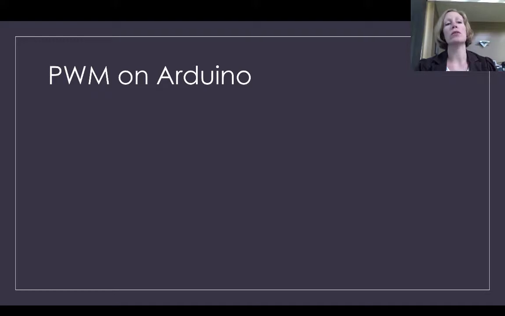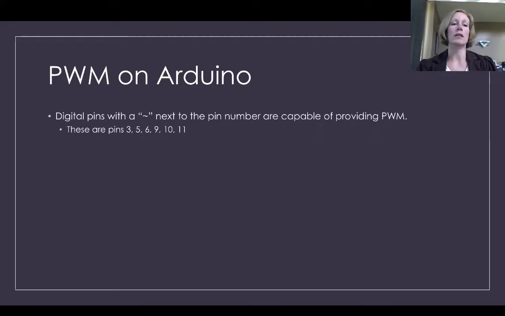So let's see how we would use PWM on Arduino. There are digital pins on your Arduino that have a little squiggly line or tilde next to the pin number, and those are the pins that are capable of providing PWM. The numbers on Arduino Uno are digital pin number 3, 5, 6, 9, 10, and 11.